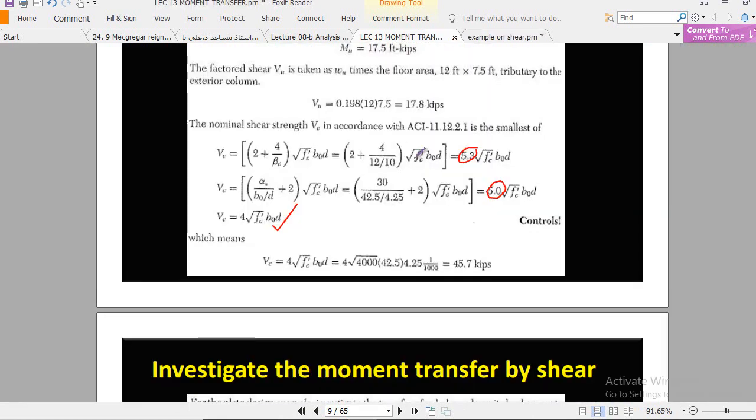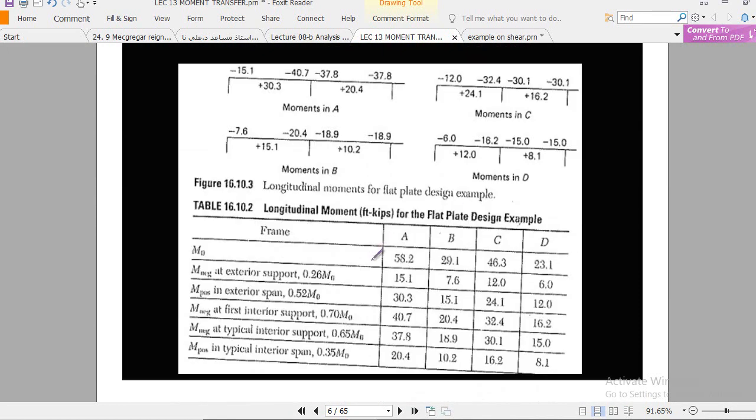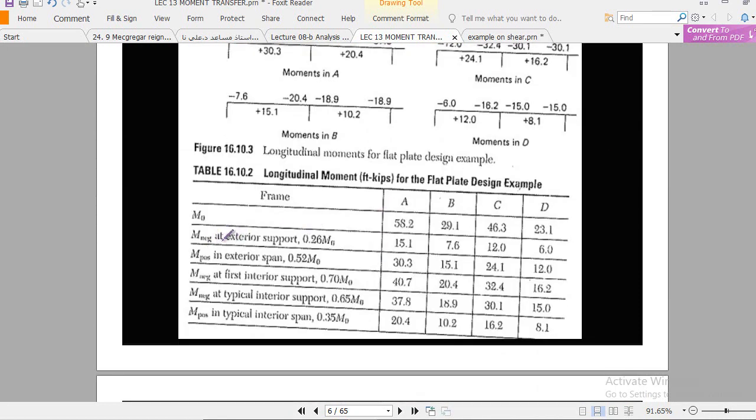Basically, let me show you those coefficients. These are the coefficients. At the negative moment at the exterior support, this is 0.26, which gives you this moment. And similarly for positive, we have to use this one. Similarly for negative, and for the interior panel we will use 0.65 and 0.35.